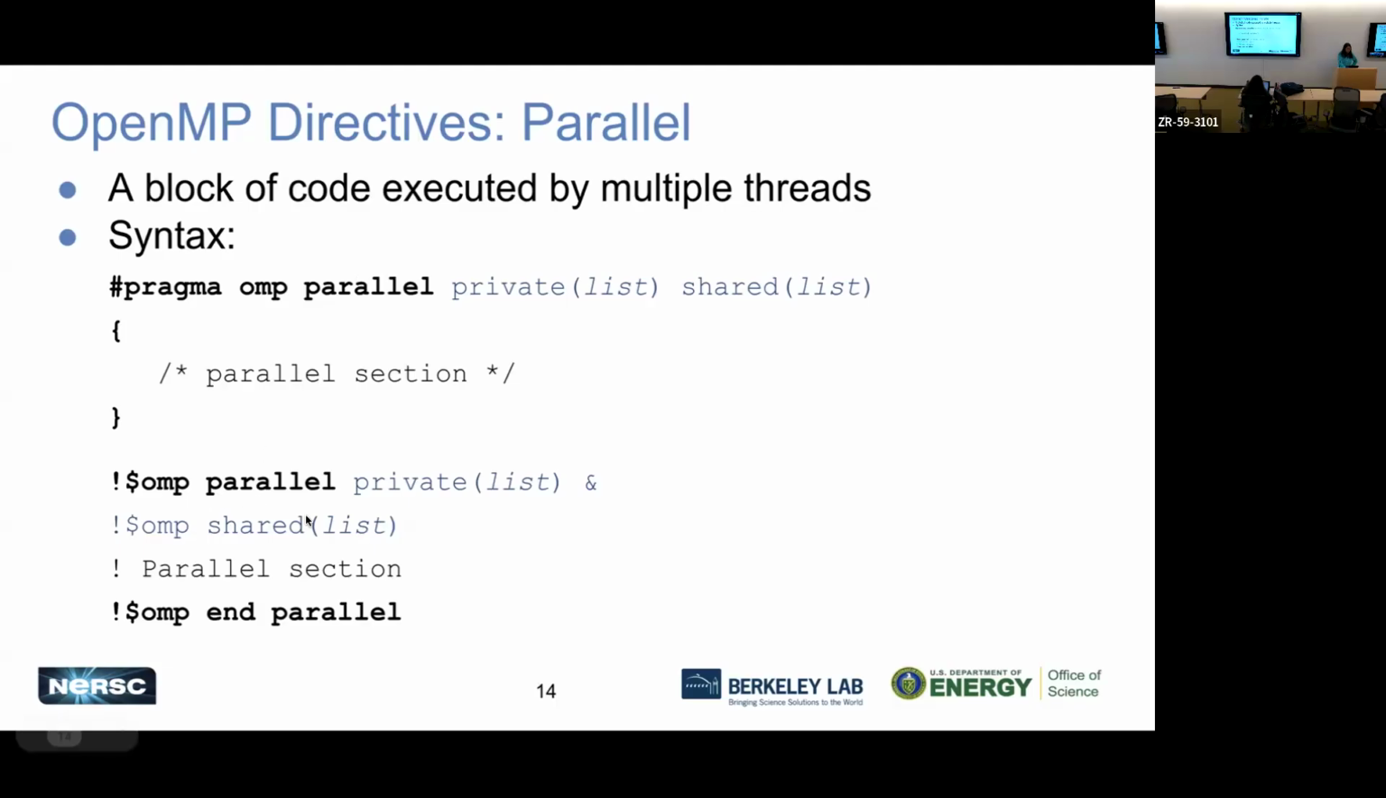For Fortran, you have to have a start and end, just the OMP parallel and then OMP end parallel, right? Because there are no curly braces.